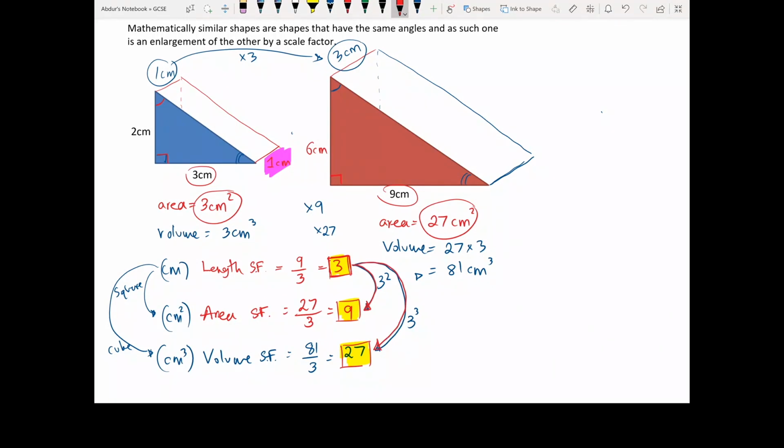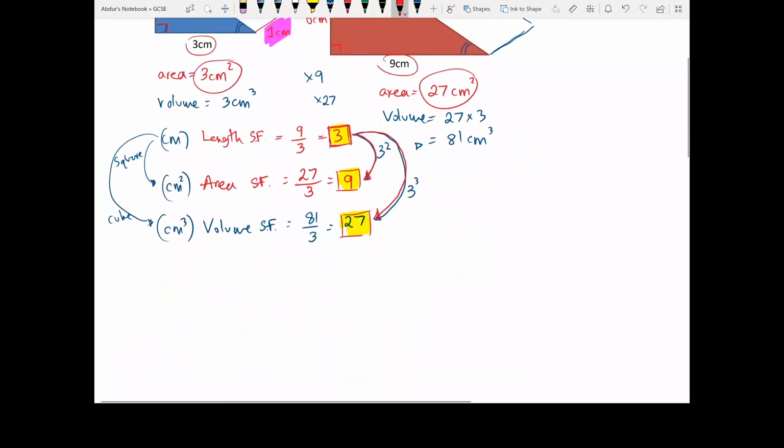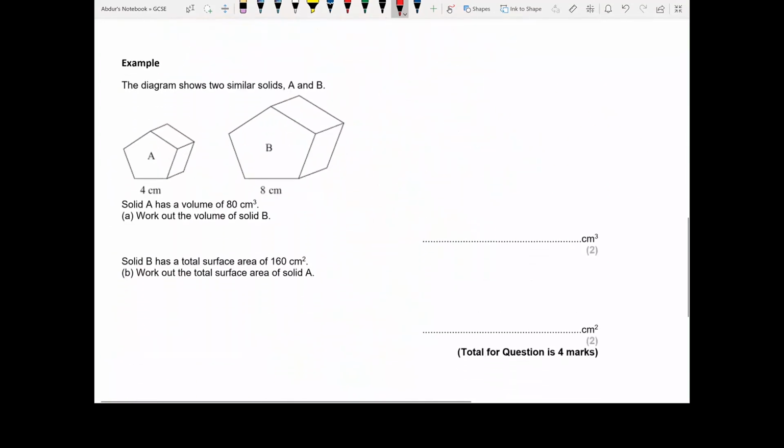Okay, so let's look at the application of this to an exam style question. So here we have a question involving mathematically similar shapes. The question starts off by saying the diagram shows 2 similar solids. So the word similar means that one is an enlargement of the other.